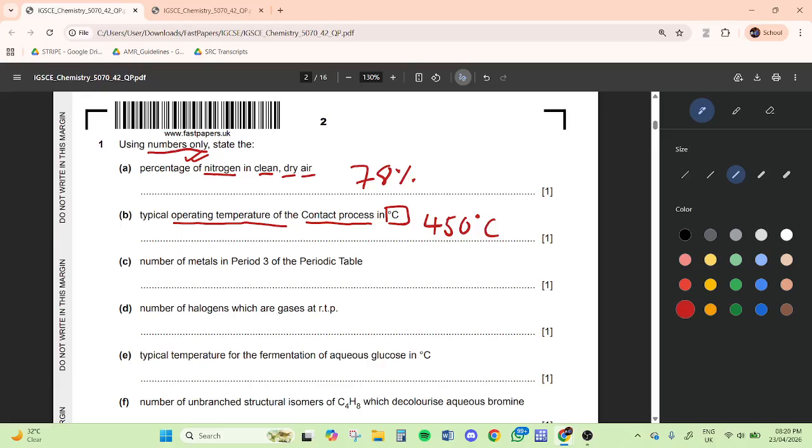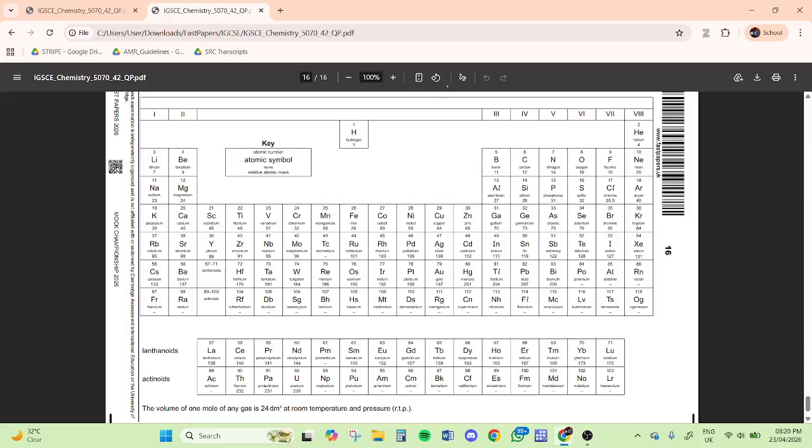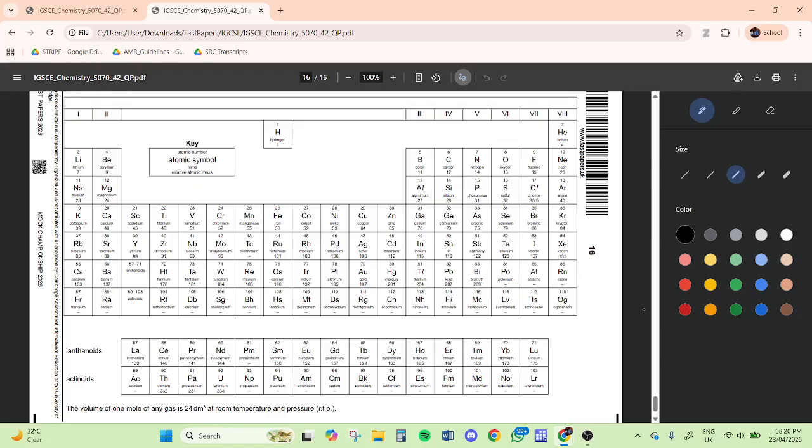Next question, what is the number of metals in period 3 of the periodic table? So if we take a look over here, period 3 is going to be, if this is your first period, oh, sorry, forgot over here. Sorry. So this is period 1, this is period 2, and this is period 3.